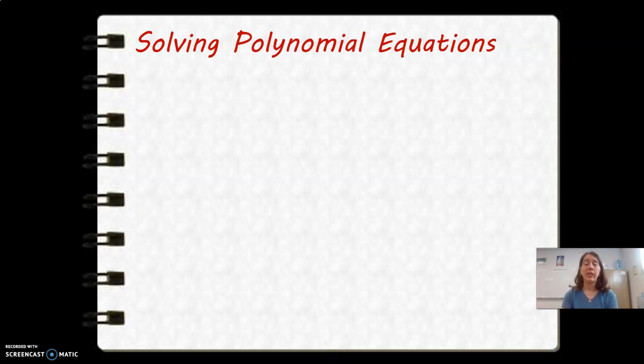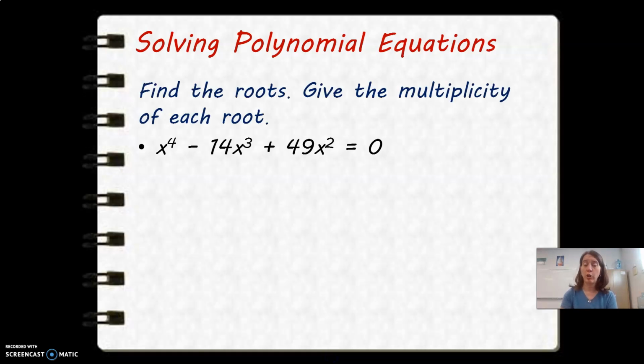All right, let's go ahead and continue to look at a couple more examples about this idea of multiplicity, that our answer shows up multiple times or those factors show up multiple times in our questions. So let's look at this new polynomial equation. We have x to the fourth minus 14x to the third plus 49x squared is equal to 0. So our goal is to solve by factoring.